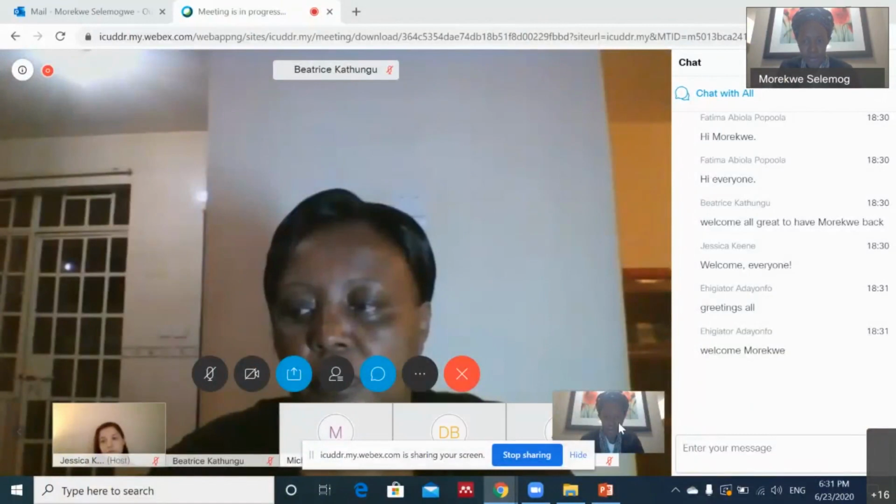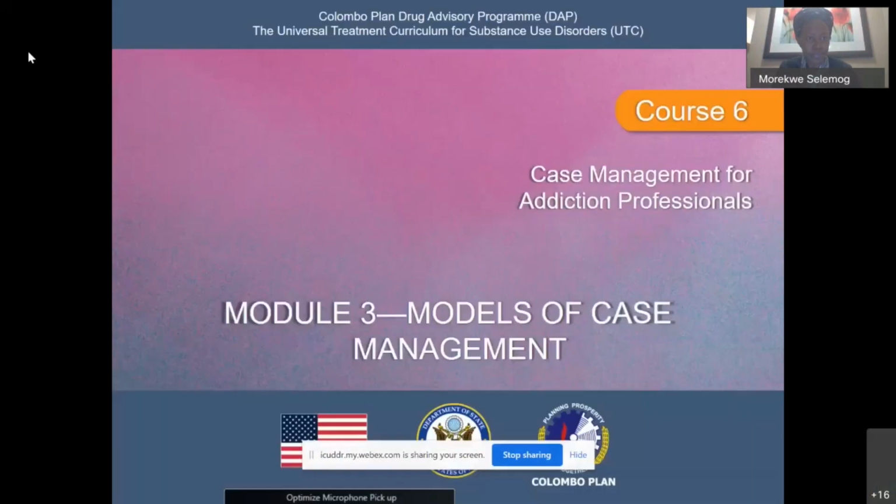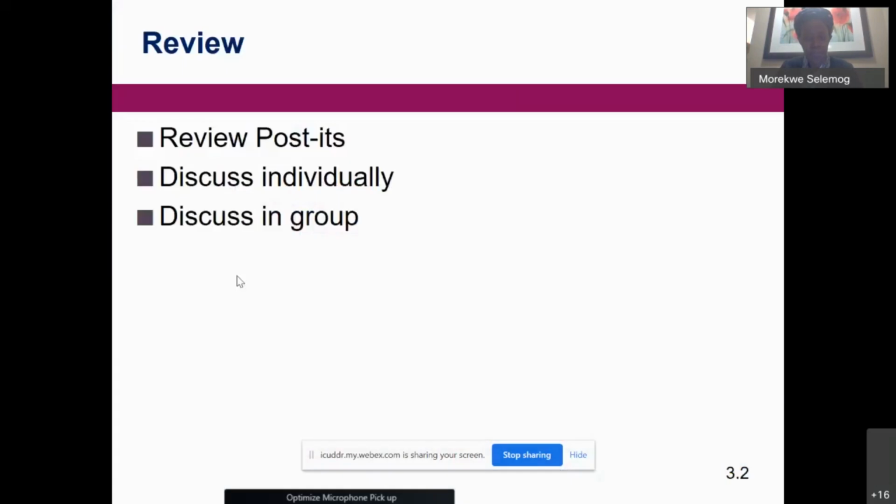So today's focus, let me just put the screen. We are going to be looking at the different models of case management. Just give me a minute to share the screen with you. So I'm hoping that you can see the screen. We'll be covering models of case management. We'll not do the review because I've already just done a recap of what we did yesterday.